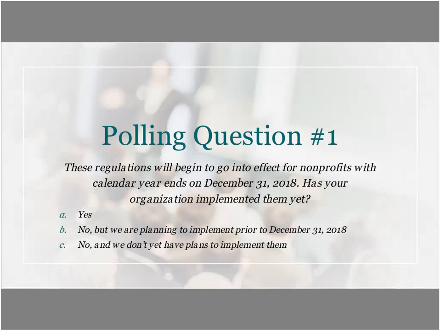So I'm going to go ahead and read the question. These regulations will begin to go into effect for nonprofits with the calendar year ending December 31st, 2018. Has your organization implemented them yet? We have three choices here: yes; no, but we are planning to implement them prior to the December 31st, 2018 deadline; no, and we don't yet have plans to implement them.